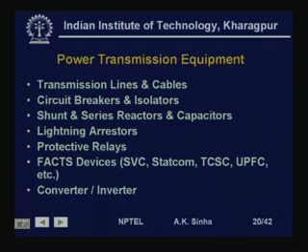We have other devices like shunt and series reactors and capacitors. Reactors are basically reactive power consuming devices, whereas capacitors generate reactive power. So, in order to maintain the voltage profile in the system, we put these capacitors and reactors at various places in the system. Lightning arrestor is one device which is used in substations. As soon as the line enters the substation, the first device it encounters is a lightning arrestor.